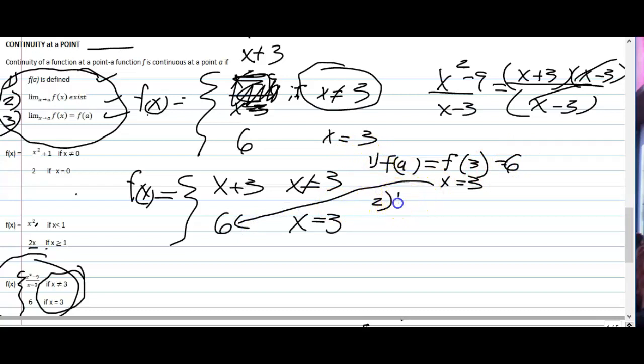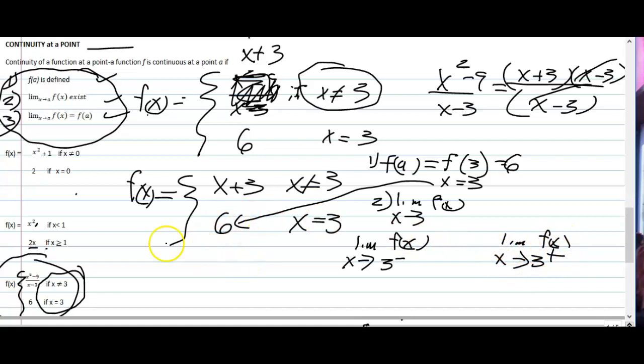The second condition is we have to see if the ordinary limit as x approaches 3 exists. In order to determine if the ordinary limit exists, we have to look at both the left and right limits. We have to look at the limit of the function as x approaches 3 from the left, and we also have to look at the limit of the function f of x as x approaches 3 from the right. So we need to determine if we're taking the limit of x plus 3 or the limit of 6.